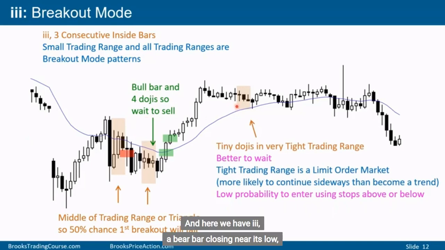And here we have a III, a bear bar closing near its low, but you're right above support, the moving average. And this is about a 10-bar tight trading range, small bodies, all overlapping one another, very prominent tails. Limit order market, more traders buying below bars than selling below with stops, more traders selling above bars than buying with stops above bars. So yes, it's an II, in this case III, breakout mode pattern, but I think you're better off not trading it.